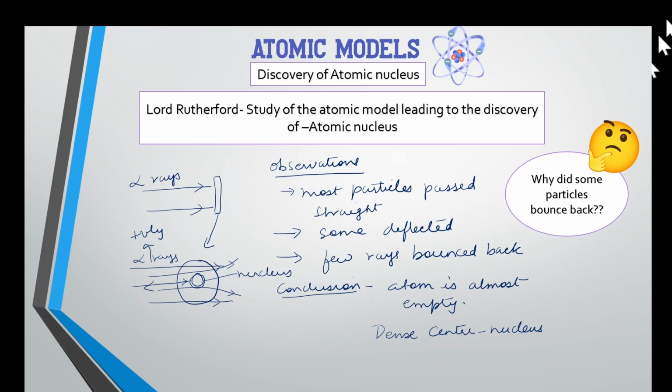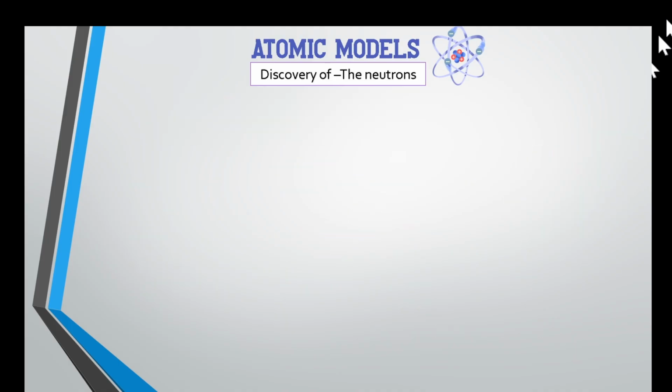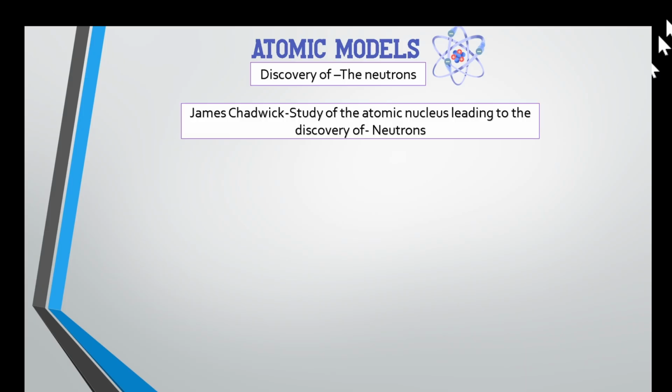The central core has a positive mass. The positive mass was concentrated in the center. So that was the discovery of Lord Rutherford. He had discovered the central core, the positive mass in the center, which was called the atomic nucleus. Moving on to the next, we have the discovery of the neutrons, and this was done by James Chadwick.